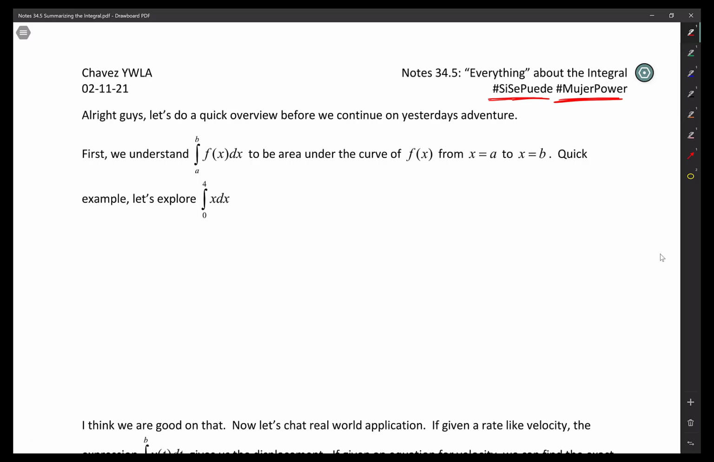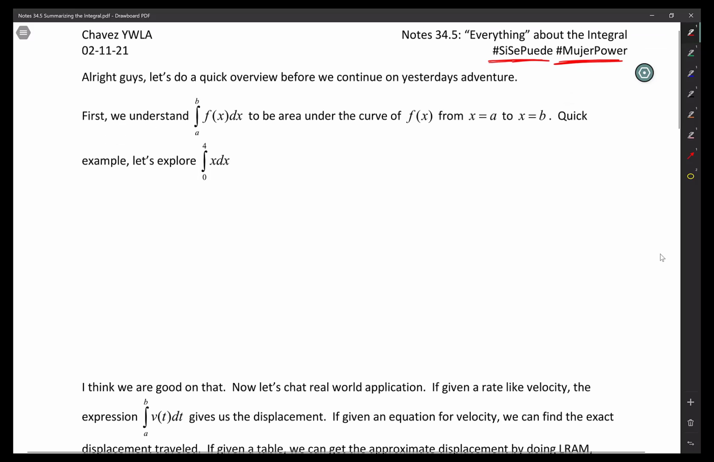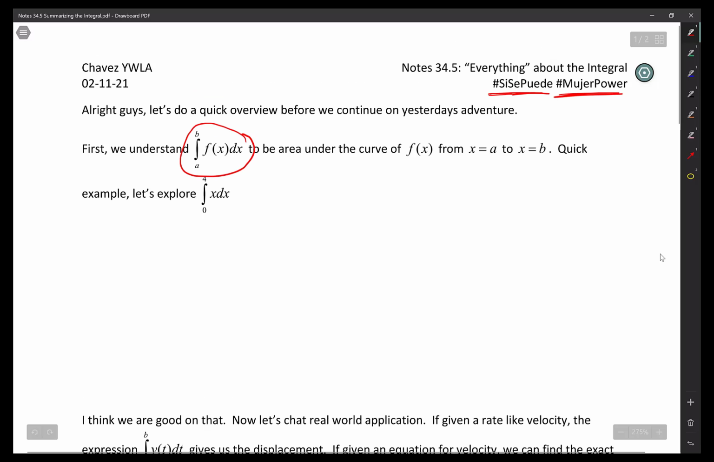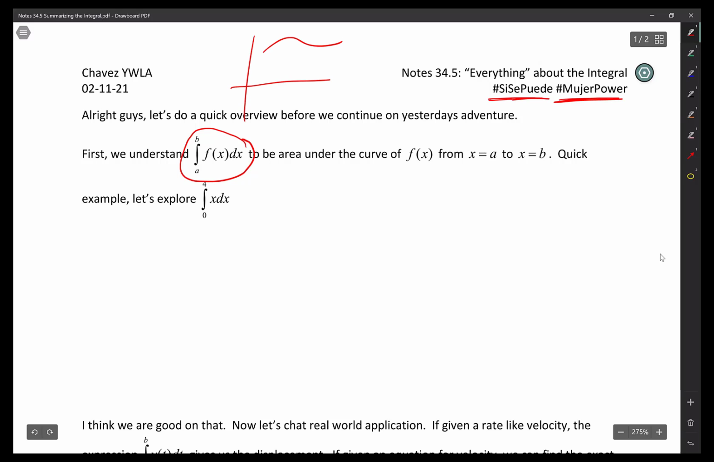All right, guys, so let's talk. We know that at the most basic idea, this means area under a curve. It literally just means area under a curve from A to B. So if I have a function and I call this f of x, and this is A and this is B, it literally just means the area under that. That's all it means. Of course, in different situations it'll mean different things, depending on what that f of x stands for, if it's a rate or a speed or something.